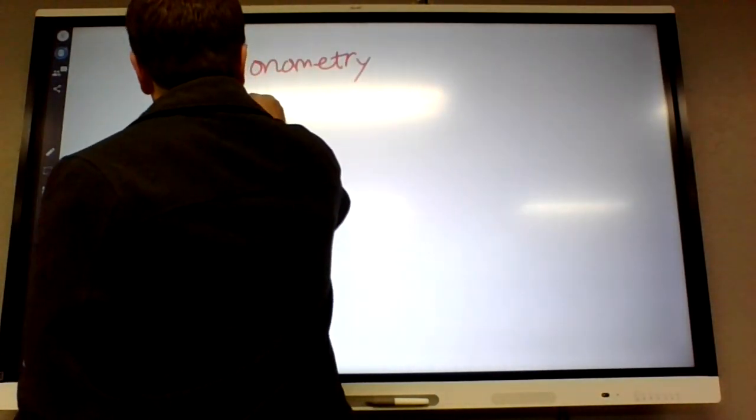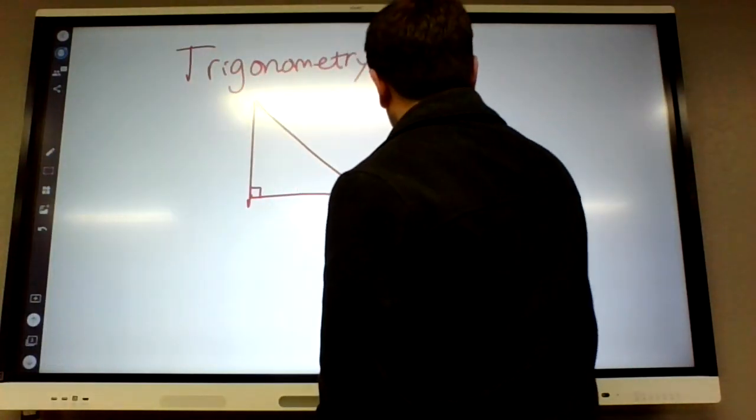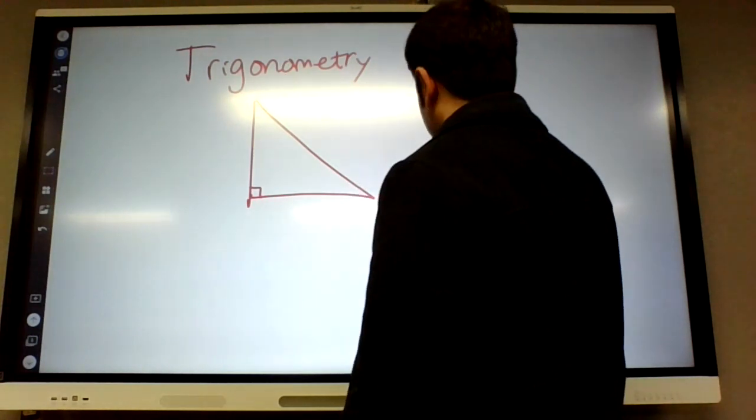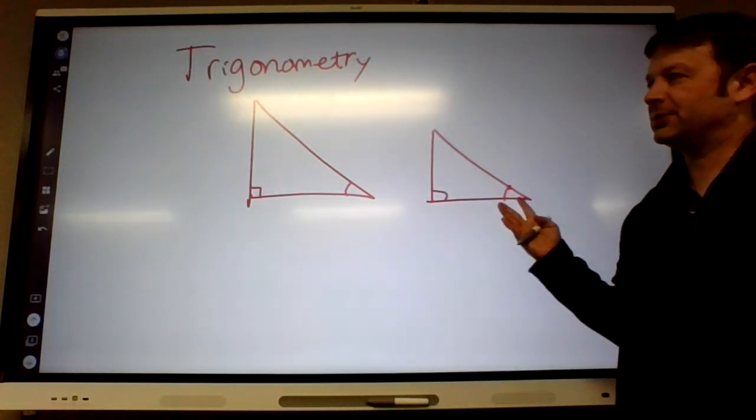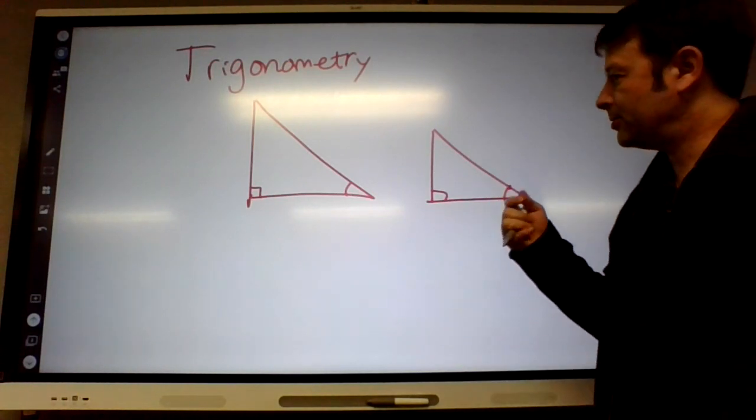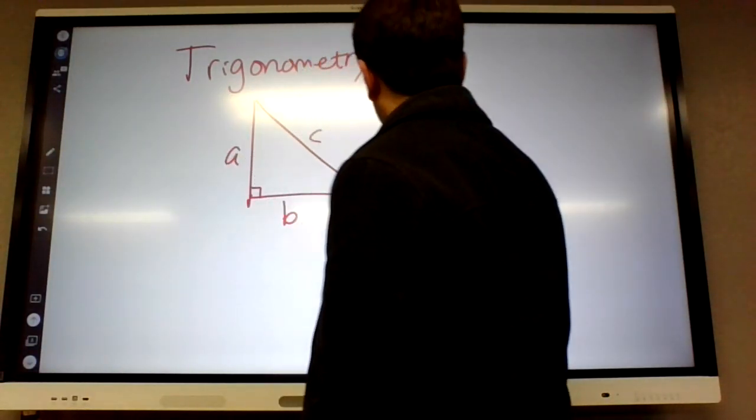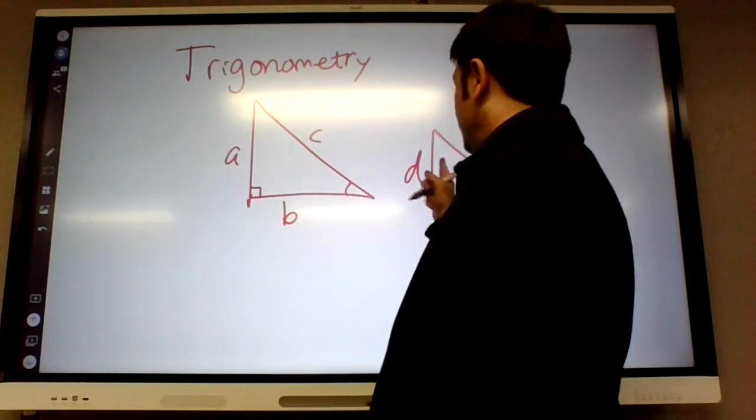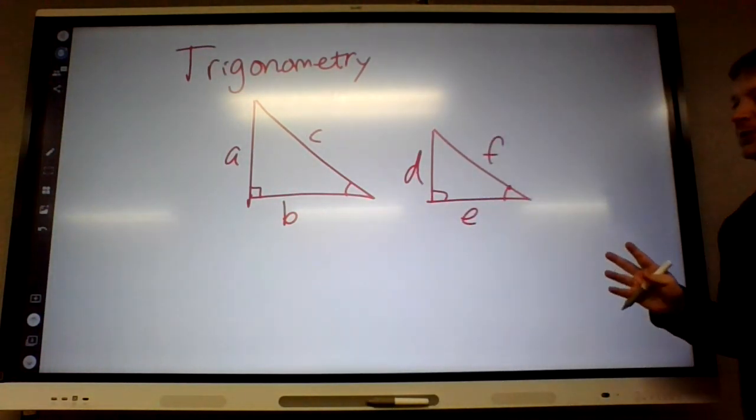So, it turns out, this is kind of based off our last chapter. When you have a right triangle, and you know at least one of these angles here, what do we know about these two right triangles? They're the same. They're similar. Which means the ratio of A over D equals B over E equals C over F. All those ratios are the same.